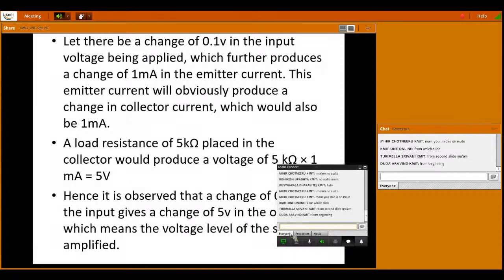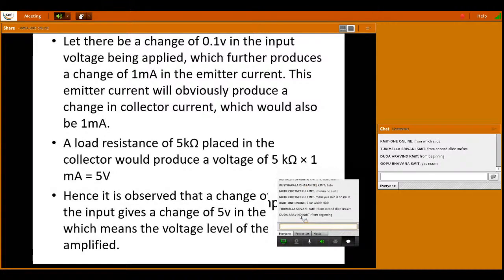Is it clear, everybody? Yes? Is it clear, everybody? Why do we call this a voltage amplifier? So I'm asking you a question. Please respond, Nana. Why do we call these voltage amplifiers?